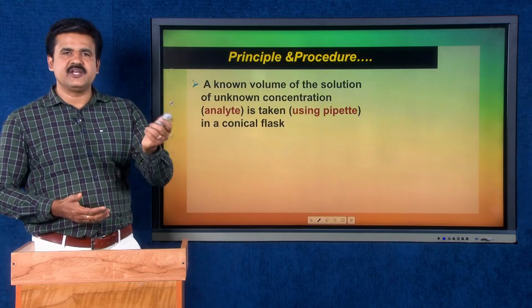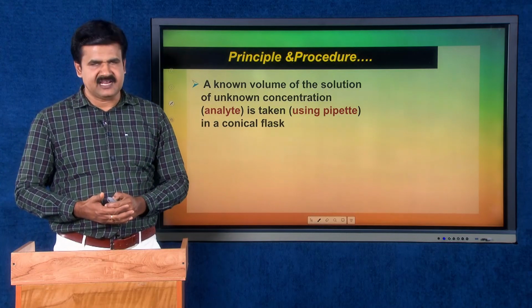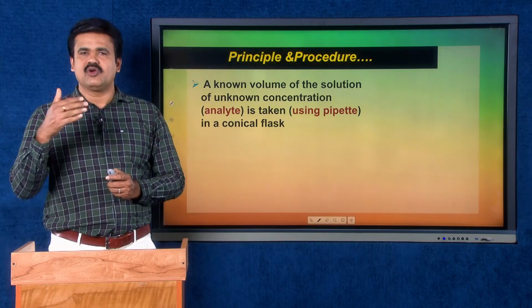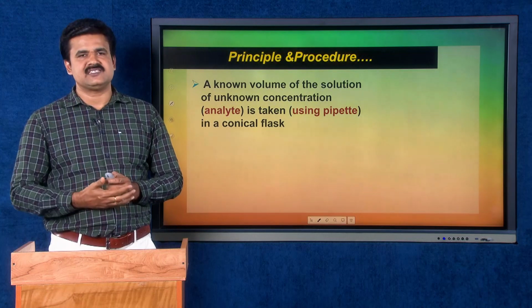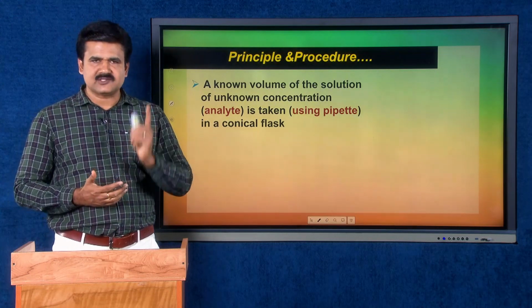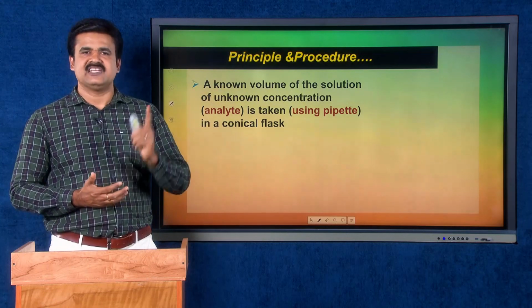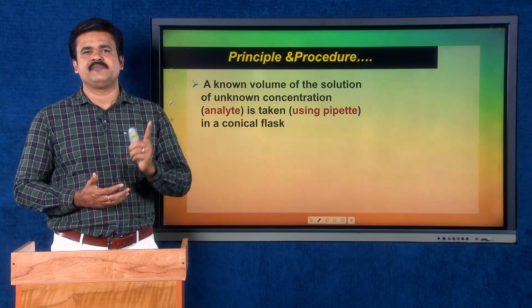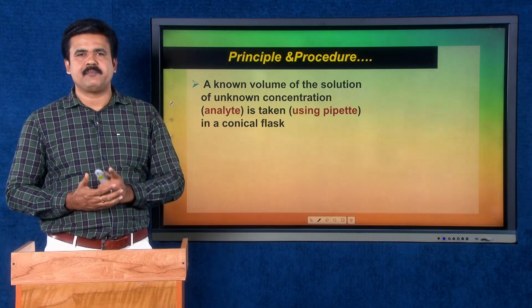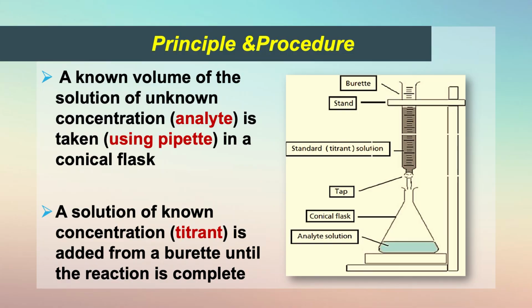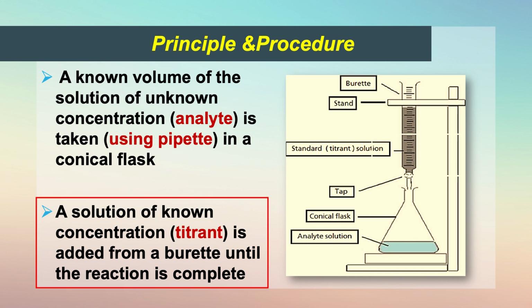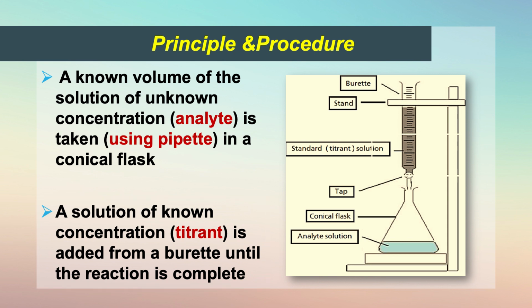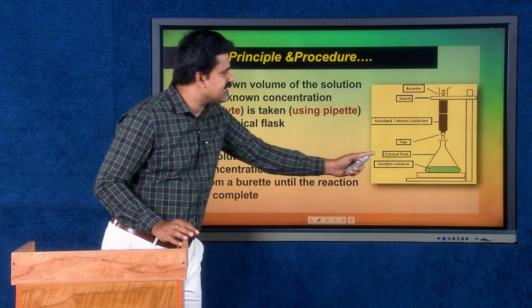Now, we are continuing the procedure of volumetric analysis. In doing the analytical procedure, a known volume of the solution of unknown concentration, that is the analyte, is taken using a pipette into a conical flask. Now, a solution of known concentration, that is the titrant, is added from the burette until the reaction is complete. This setup is shown diagrammatically here. Here you can see a conical flask.